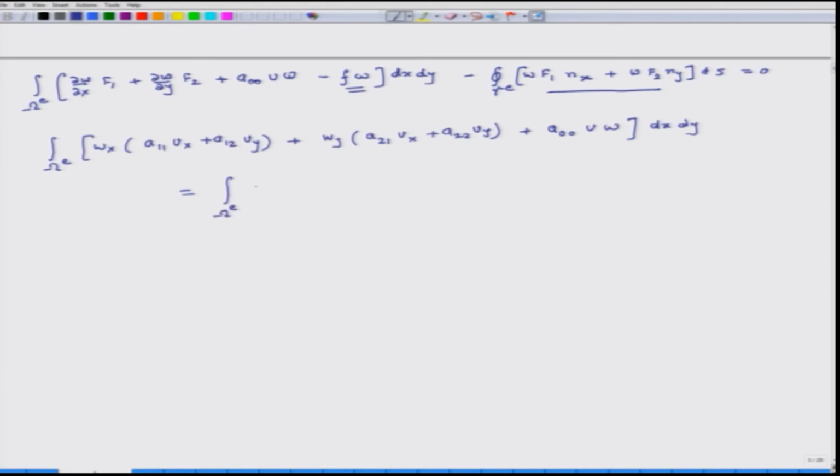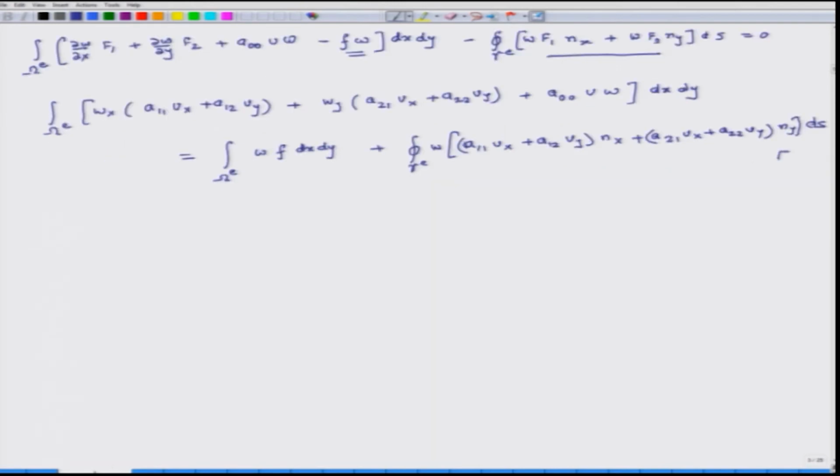Boundary surface integral of w times f dx dy, plus boundary integral of w times (a11 ux plus a12 uy) nx, plus (a21 ux plus a22 uy) ny, ds.